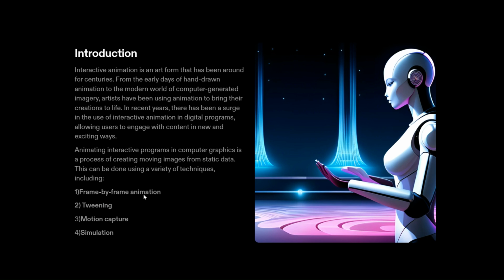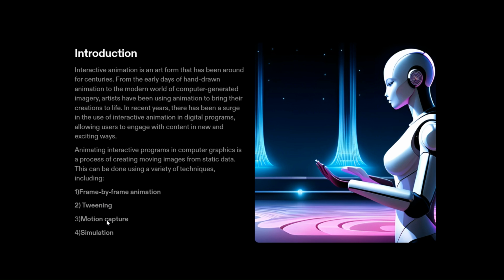So, here the frame by frame animation. This is the simplest form of animation where each frame of animation is created separately and then played back in sequence. Tweening. This is a technique for creating smooth animation between two or more frames. Tweening algorithms use mathematical functions to calculate the intermediate frames, which can save a lot of time and effort.